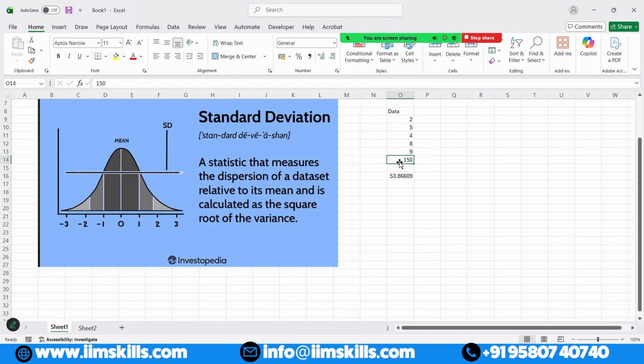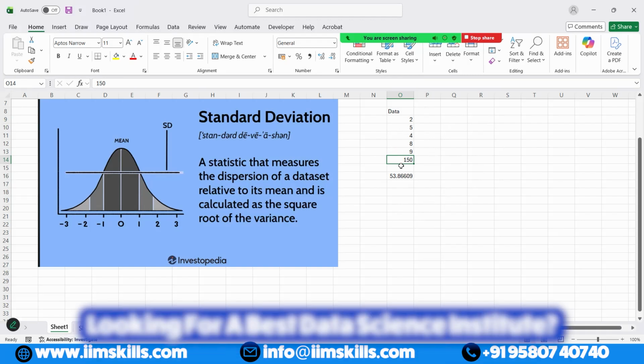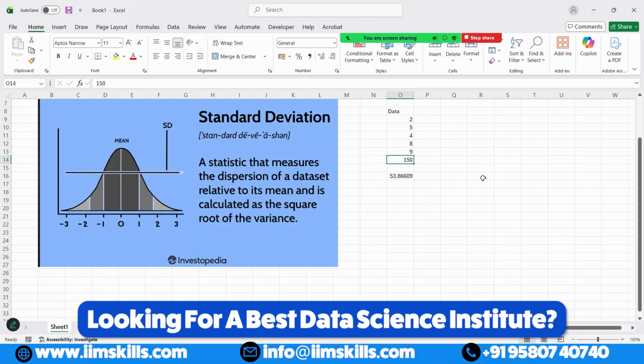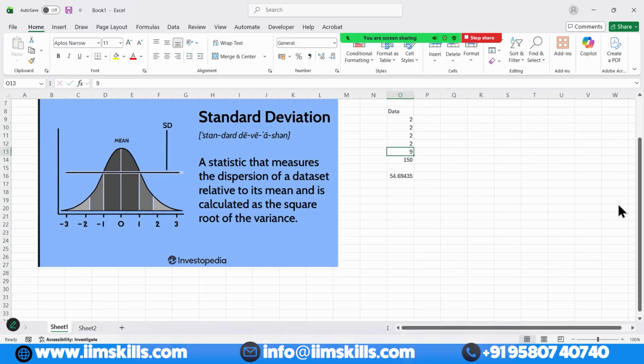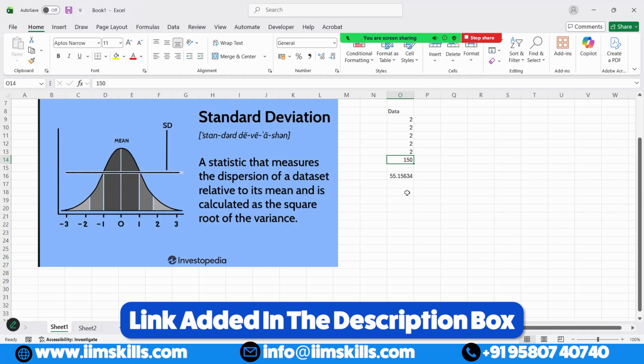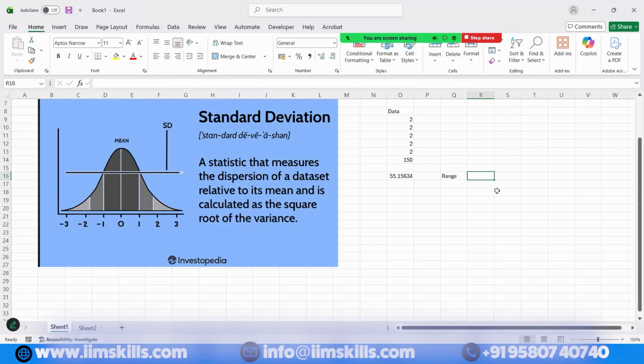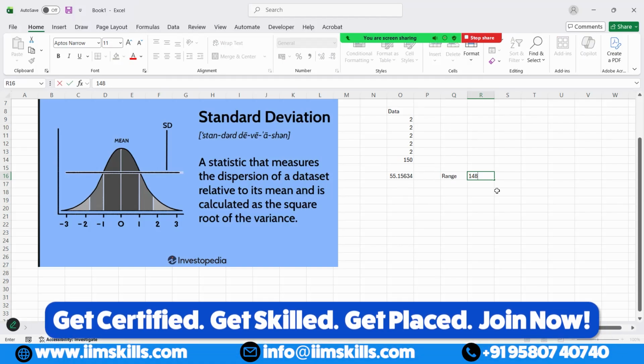You can see 2 and 150. Minimum point is 2, maximum is 150. When you calculate the range, 150 minus 2, the answer is 148. If every other point is 2, you will again get the same answer. But here, the standard deviation is changing. Your range is going to be 148 regardless of the other points, because it's only considering the lowest point and the highest point.